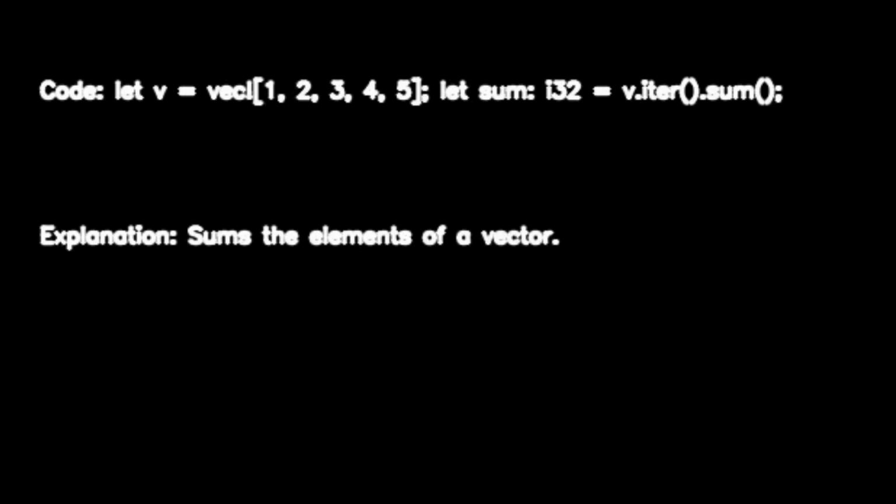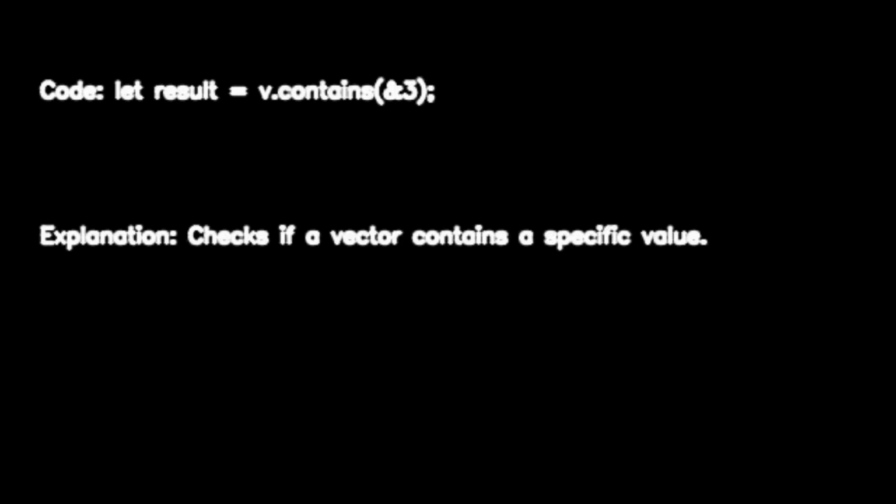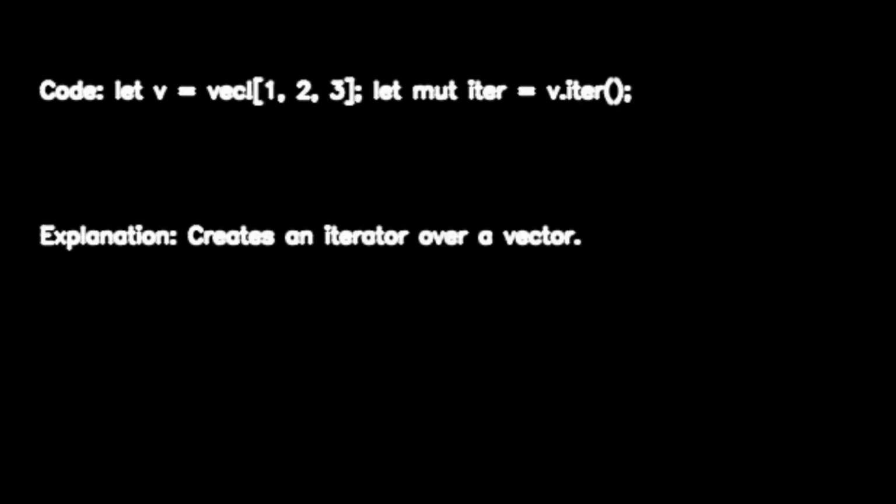Code. let v = vec![1, 2, 3, 4, 5]. let sum: i32 = v.iter().sum(). Explanation. Sums the elements of a vector. Code. let result = v.contains(&3). Explanation. Checks if a vector contains a specific value. Code. let v = vec![1, 2, 3]. let mut iter = v.iter(). Explanation. Creates an iterator over a vector.